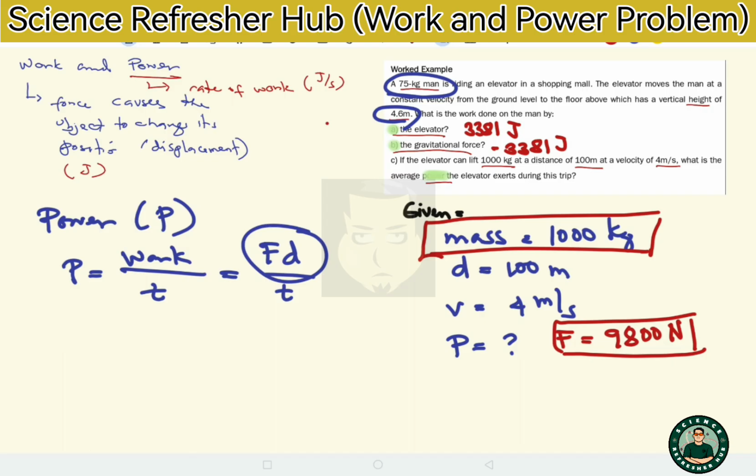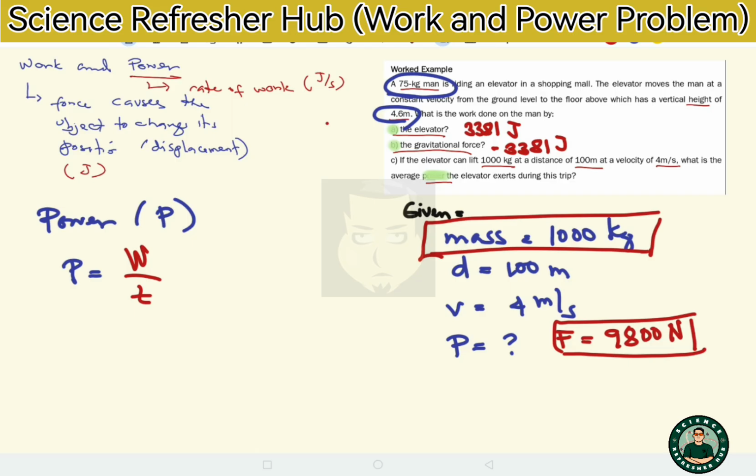Next thing to do, to make the calculation way easier, instead of putting work here, we will replace work with its formula, this one. Again, power is work over time. But in order for us to substitute the units well, we will change this W, or work. Since work is equal to FD, or force times displacement, we can change the variable W into F and D.